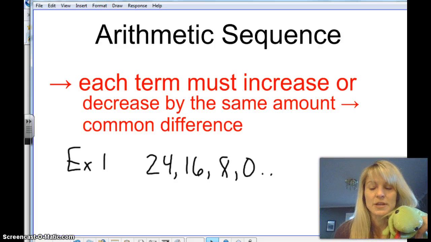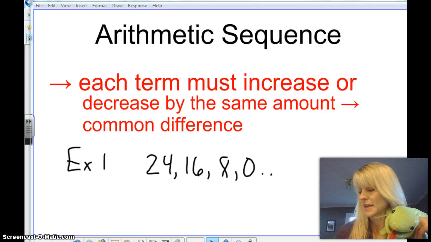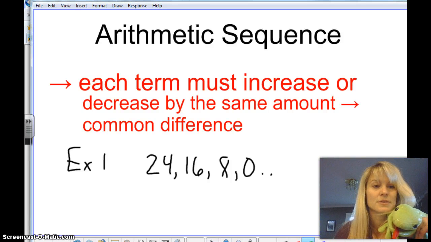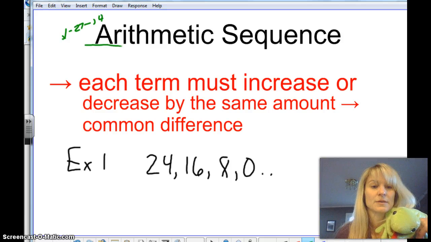In class today, we've been talking about different types of sequences. Basically, the two that we're going to mainly focus on are called arithmetic and geometric. So make sure that you have your date written down here. Today is the 27th, right? So we'll do 1/27/14, and we're going to title it arithmetic sequence up here, okay?